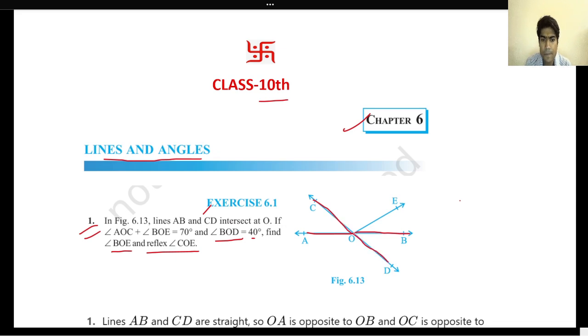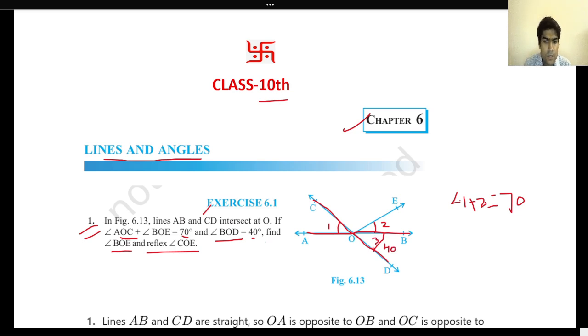They intersect at point O. And the sum of angle AOC and angle BOE is equal to 70. So AOC and BOE is equal to 70 degrees. Let's call it angle 1 and angle 2. So the sum of angle 1 plus angle 2 is equal to 70 degrees, that is given. And BOD is 40 degrees, let's call this angle 3.